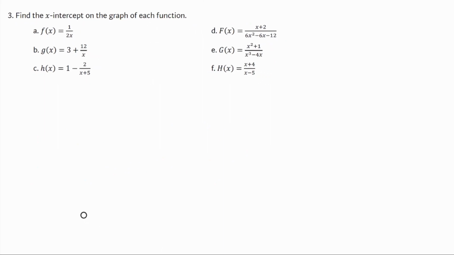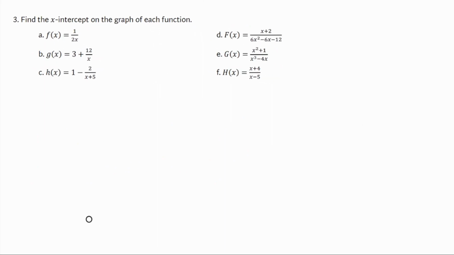Number 3 asks for us to find the x-intercept on the graph of each function. So that's really just going to amount to us setting the thing equal to 0 and solving. So for f of x equals 1 over 2x, I'm going to just set all of these equal to 0 and try to solve, and if I arrive at a contradiction, I arrive at a contradiction. I think that's what's going to happen here, and I see another one where that's going to happen.